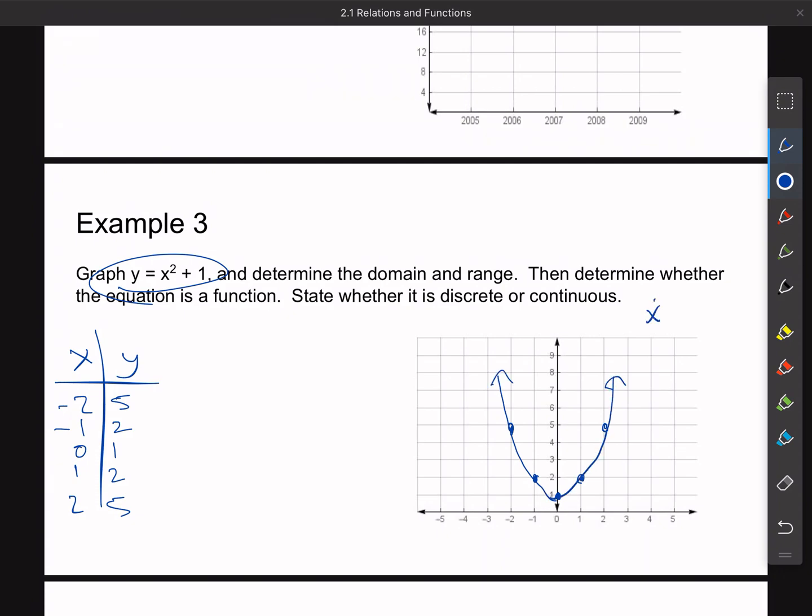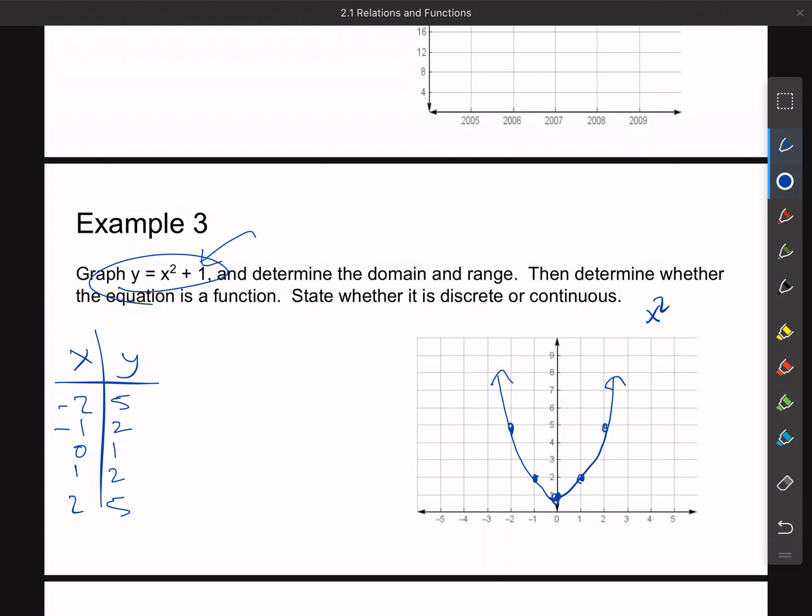It's actually the x squared parent function parabola that has moved up 1, right? So the y-intercept is now at 1 instead of at 0. Okay, so is this a function? Yes, it passes the vertical line test. Is it discrete or continuous? I'm going to say that this is a continuous function, right?